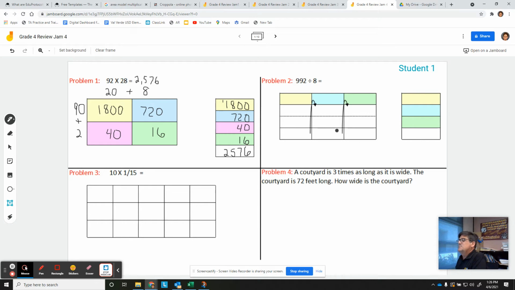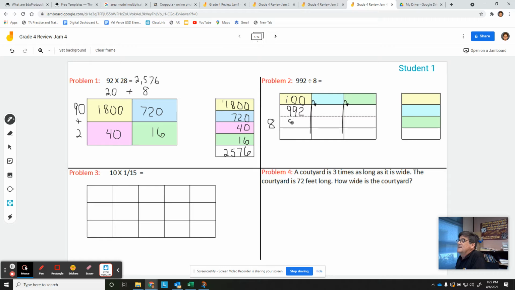Over here in this portion now, 992 divided by 8. This is the area model for division. I'll always put the divisor down here, and I'll start off with my dividend here. So this is how you use this organizer. 8 goes into 992. So the first thing I'm going to say is it'll go in 100 times.